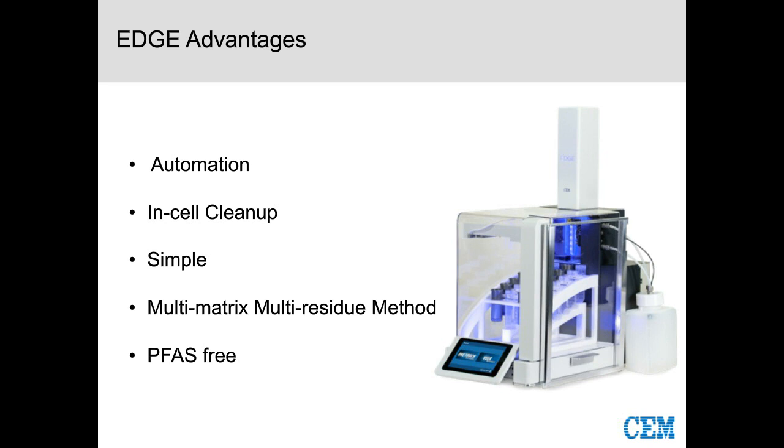And then multi-residue. There are over 1,000 pesticides as well as PFAS. We continue to identify more and more PFAS compounds. So truly, when you have a method that can be applicable to a lot of different matrices for a lot of different residues, that is a big advantage. And that is true for the EDGE for this PFAS problem that we have.